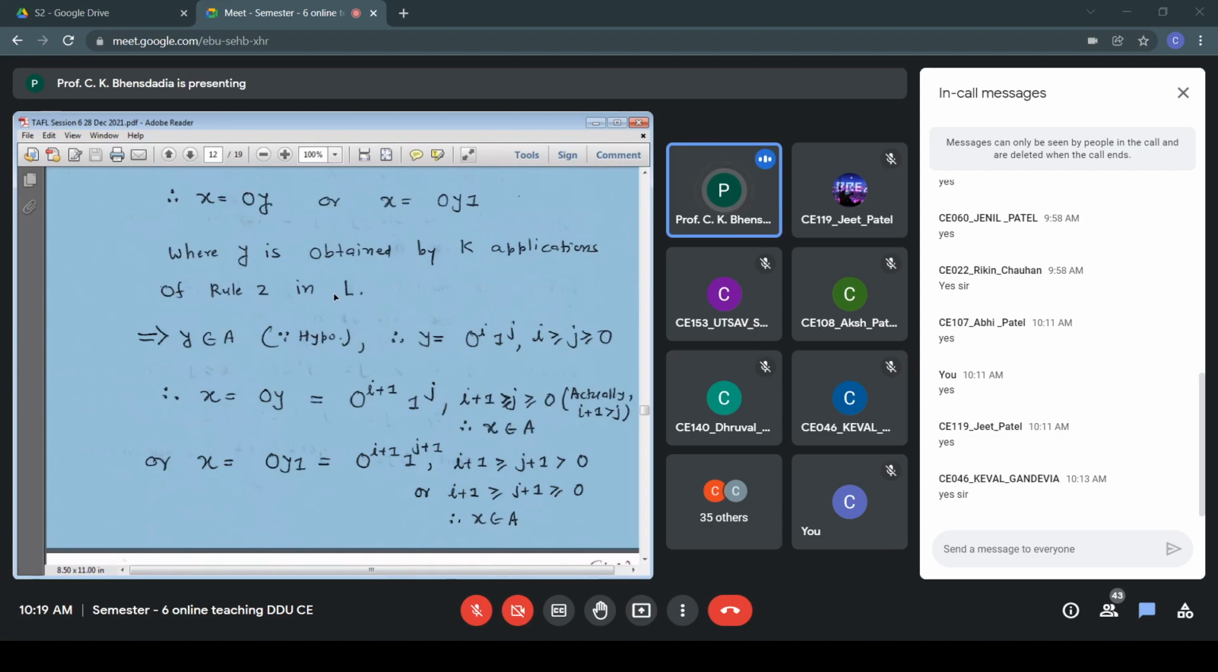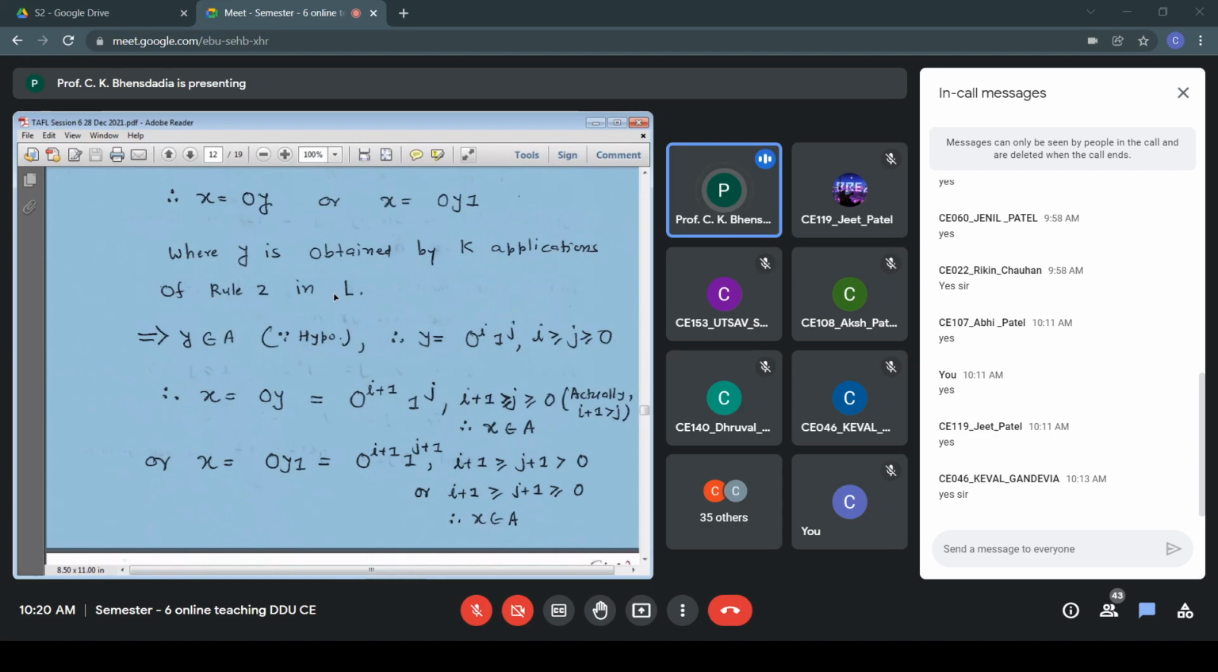Therefore, x belongs to A. Similarly, in the second case, x is 0y1. y is already 0 raised to i, 1 raised to j. To that, I am putting one more 0 at the beginning and 1 at the end. So that becomes 0 raised to i plus 1, 1 raised to j plus 1.